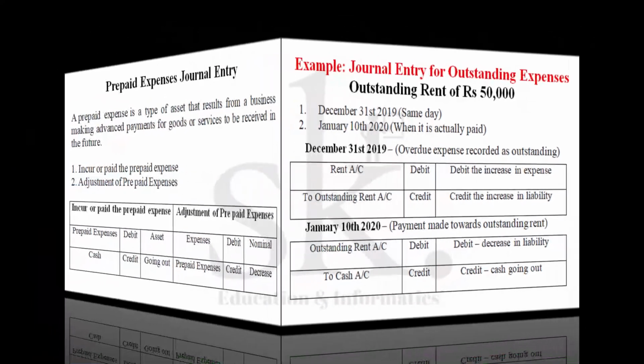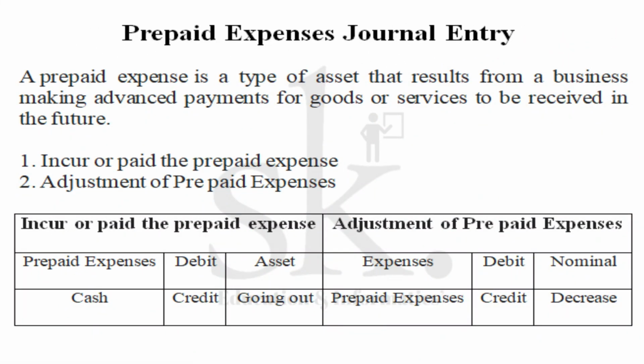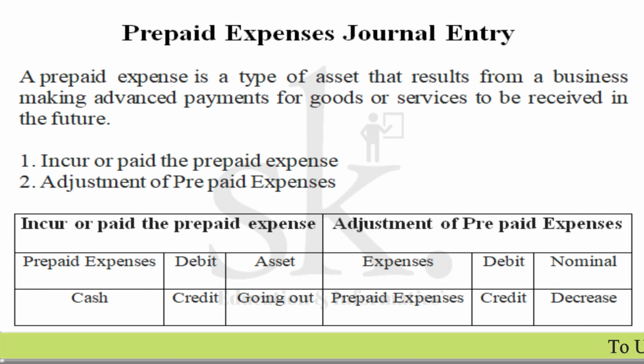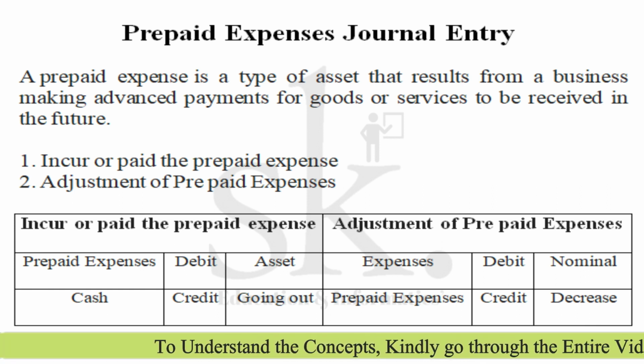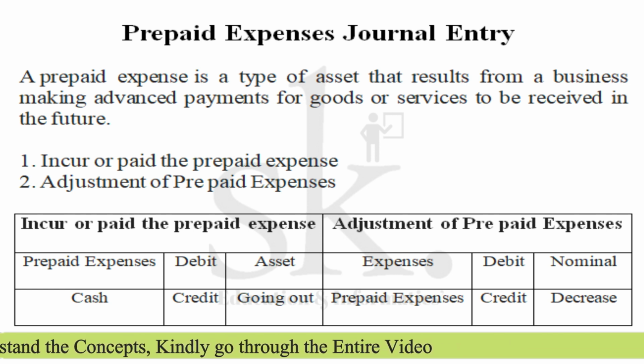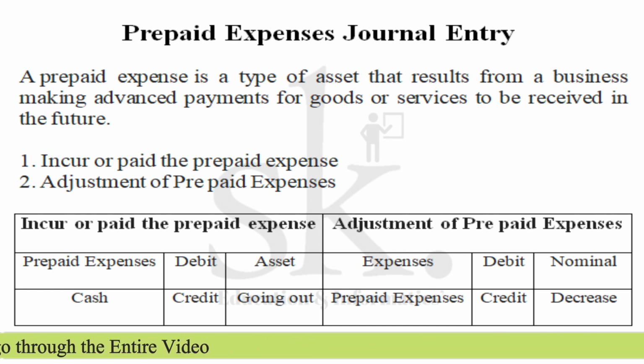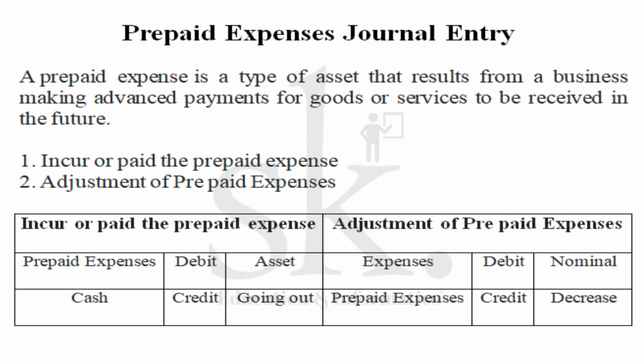Let's move on to the next example relating to prepaid expenses. So what are prepaid expenses? Prepaid expenses means that you have already paid the amount of money but the service stands due. A prepaid expense is a type of asset, because you have paid a certain amount of money but the service is still due. Under such circumstances there can be two possible ways.